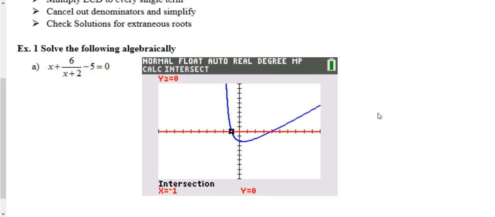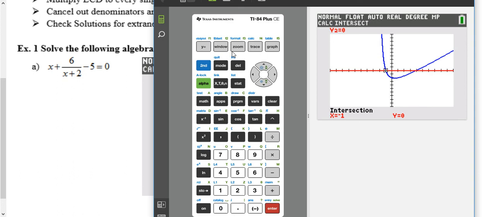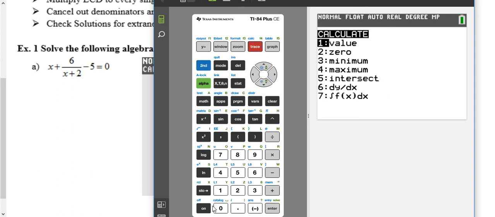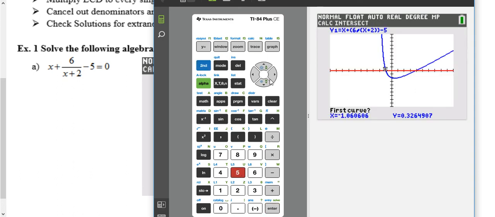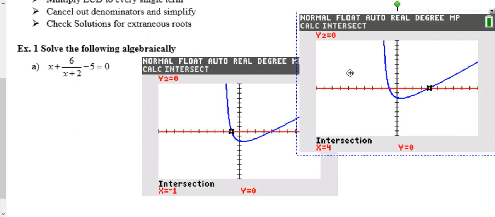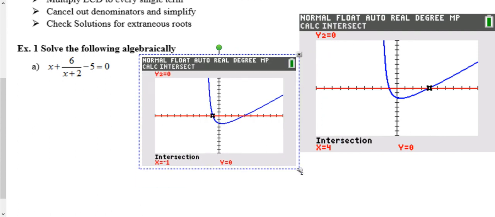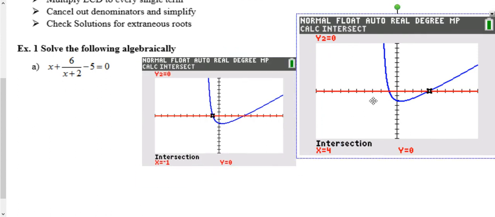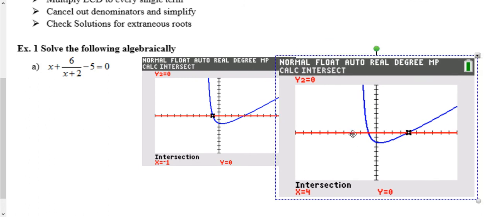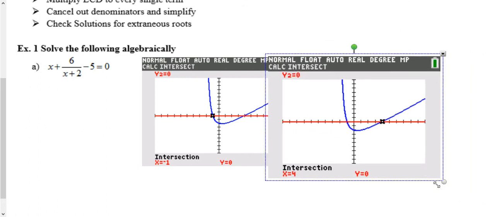I'm going to do this one more time on the other intersection on the right side there. So second trace option 5 again, and moving my cursor all the way to where I think it's crossing. Again, it's crossing around here, so hit enter 1, 2, 3, where you think it is, and there we go. That's our second intersection. So right away, we have two answers, x equals -1 and x equals -4, or sorry, x equals +4.